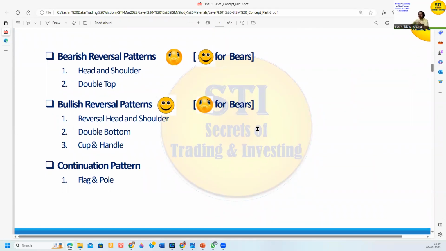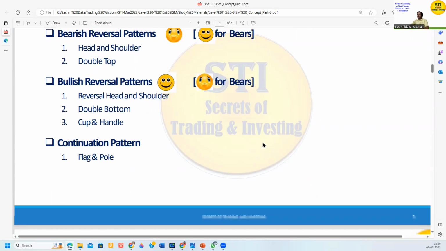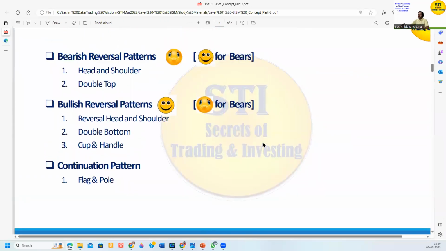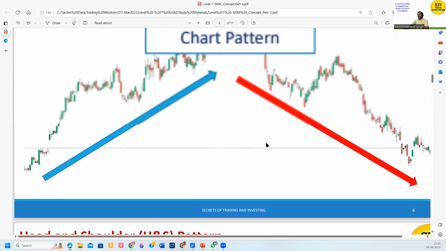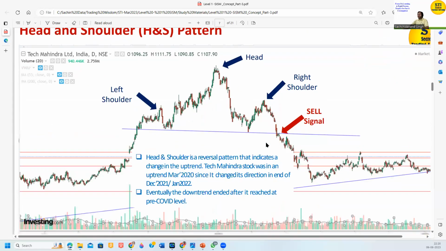So not by looking at the individual candle, but looking at the chart as a whole, maybe on a higher time frame like daily or weekly, how can we identify the market? There are three chart pattern types: bearish, bullish, and confirmation patterns. In the bearish chart patterns, we have learned about three.